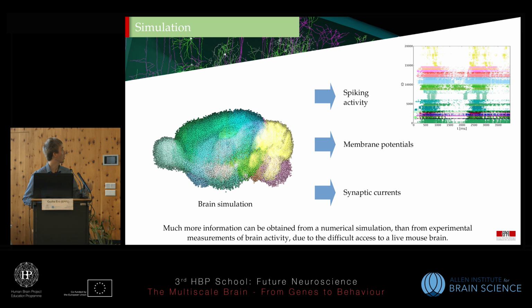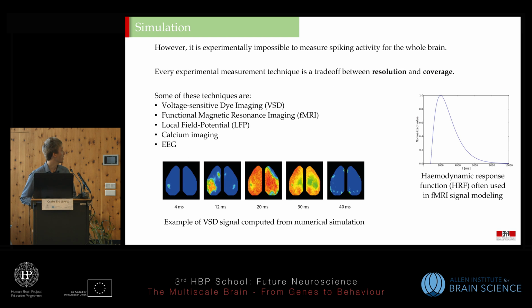And usually in every experimental measurement, there is a trade-off between the resolution of the data that you get, spatial or time-wise, and the coverage of the brain. If you record a single cell, obviously you're going to get everything, at least the membrane potential, but you can't record the whole brain. And if you use techniques like fMRI, which record the whole brain, then you have a very bad resolution, both time-wise and spatially. So here I've listed a few techniques that are often used.